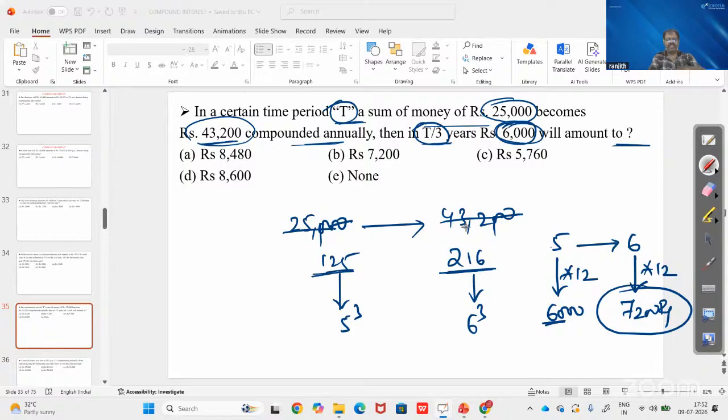In 5 table 60, I'm getting 12 times. In 6 table, 12 times equal to 7,200. Answer is 7,200.